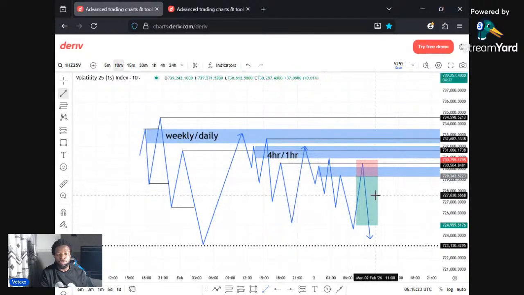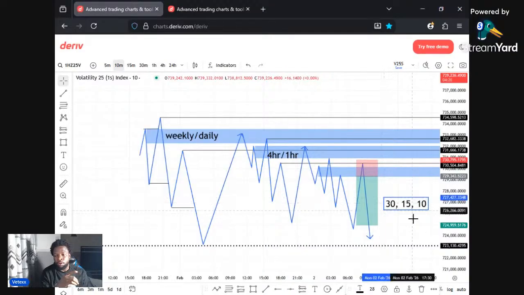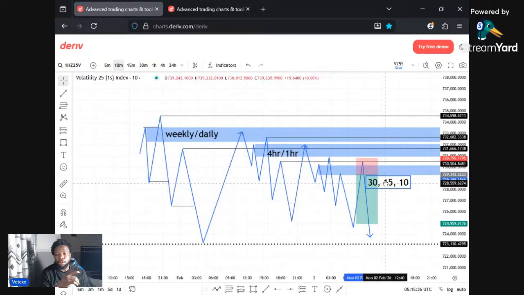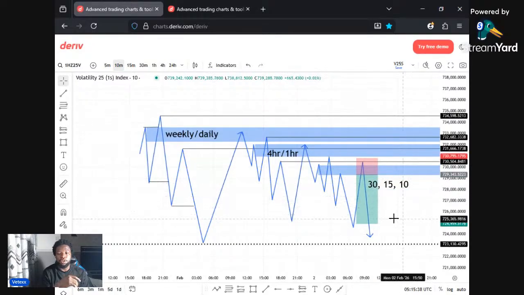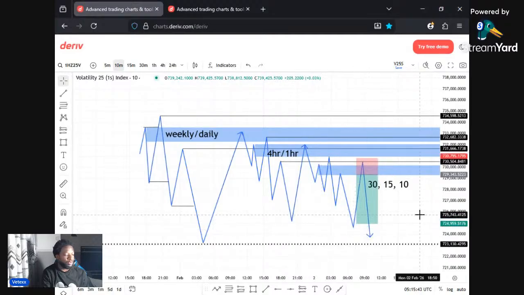Now this time frame is going to be the 30 minutes, 15 minutes, or 10 minutes. Now this trade you can easily hold it for 3 hours, 4 hours, and then your TP will be smashed.